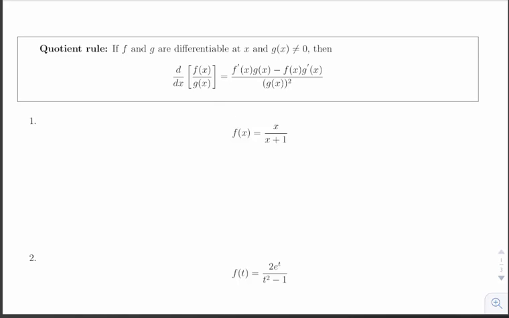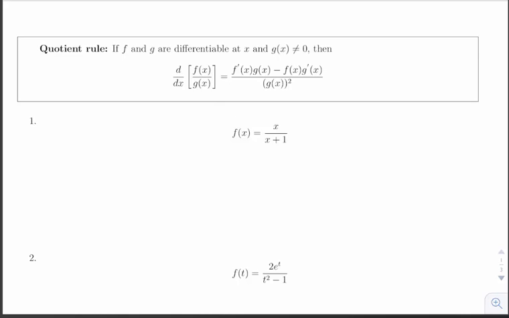So last time we've done the product rule, and in this case we're going to talk about what to do when you're asked to compute a derivative of a quotient of two functions. So here's your formula. It says that if f and g are differentiable at x and g is not equal to 0, because g is in the denominator, we compute the derivative the following way. It's f prime times g minus f times g prime divided by g squared.